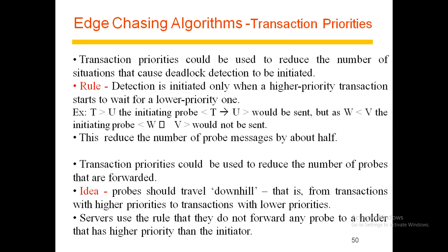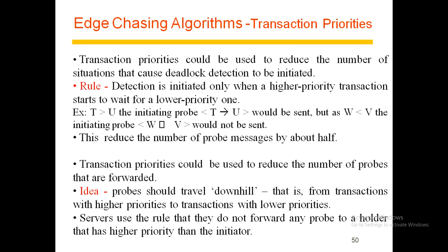It might appear that transaction priorities could also be used to reduce the number of situations that cause deadlock detection to be initiated, by using a rule that detection is initiated only when a higher priority transaction starts waiting for a lower priority one. In our example, as T is greater than U, the initiating probe T to U would be sent, but as W is less than V, the initiating probe W to V would not be sent.